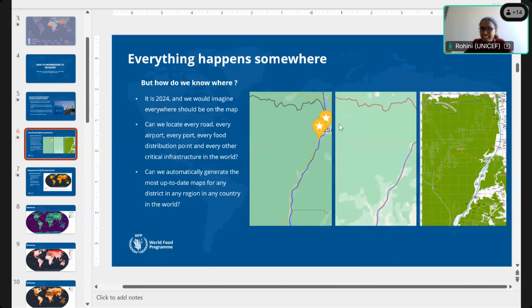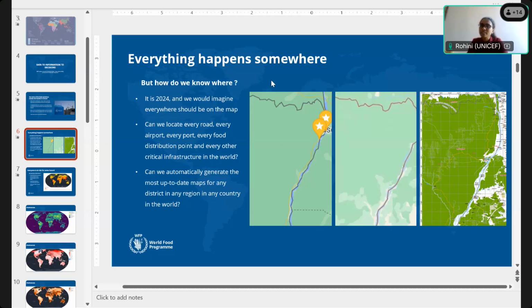Okay, so one of the main things that I live by is this point: everything happens somewhere, and we need to know where it is. Here you have three screenshots, and the first one is from Google Maps. A couple of years ago, I was in a remote village in the Republic of Congo, where the villages were very prone to floods, and I was sent for flood preparedness. As you can see in the first one, this is Google Maps, and there is barely one road in there.